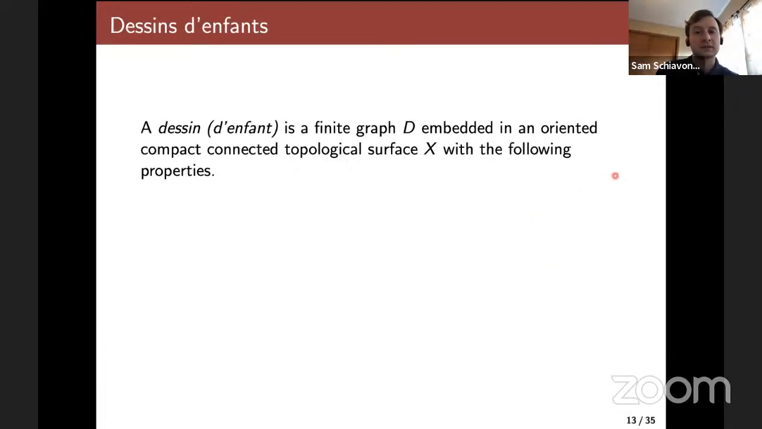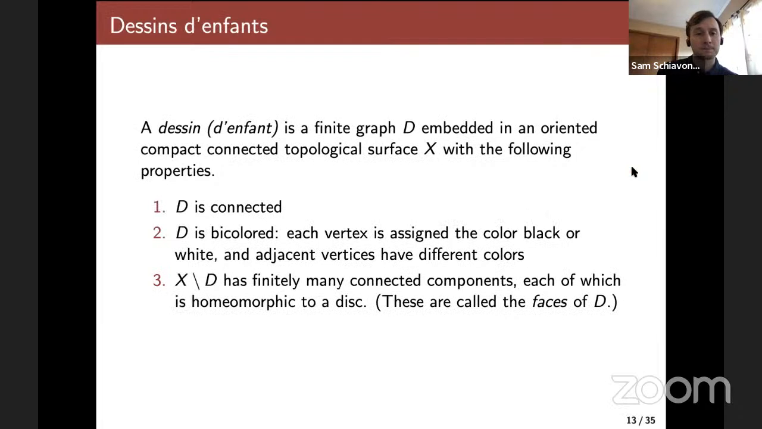The next character in our story is our dessin d'enfant, which was introduced in a previous talk. A dessin d'enfant is a finite graph D embedded in an oriented, compact, connected topological surface X, satisfying the following three properties. The graph must be connected. It must be bicolored, meaning that each vertex is assigned the color black or white, and adjacent vertices have different colors. So it's a bipartite graph where you've colored neighboring vertices opposite colors.